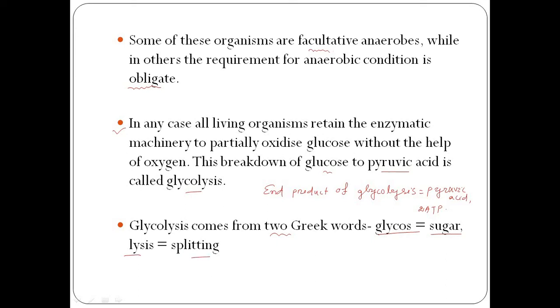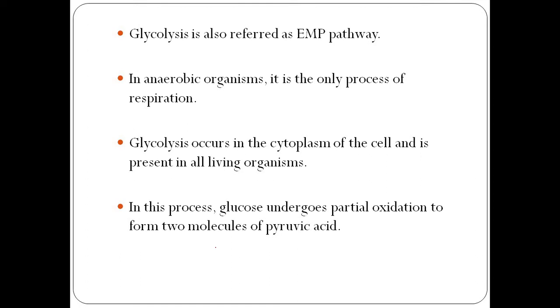Let's move to the next slide. Glycolysis is also referred to as the EMP pathway. In anaerobic organisms, it is the only process of respiration. They break down the glucose in the process of glycolysis. That's why it does not require oxygen for continuation of the process. Glycolysis occurs in the cytoplasm of the cell and is present in all living organisms.